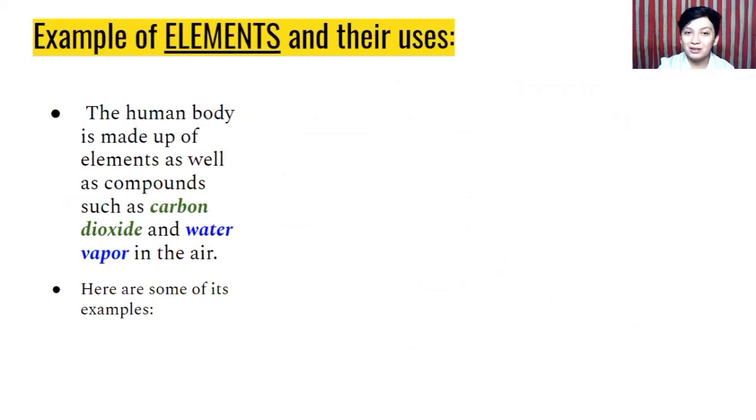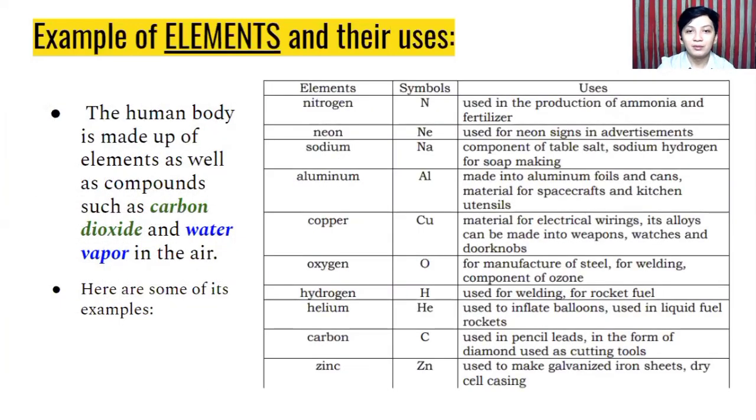And the examples of elements and their uses are here in our list. The human body is made up of elements as well as compounds, such as carbon dioxide and water vapor in the air. Here are some examples. We have nitrogen, and the symbol is N. It is used in the production of ammonia and fertilizer. Neon, Ne, used for neon signs and advertisements. Yung mga nakikita yung bright lights, plus yung mga glow in the dark. Okay, so yun yung mga neon lights na usually it's very bright at night.